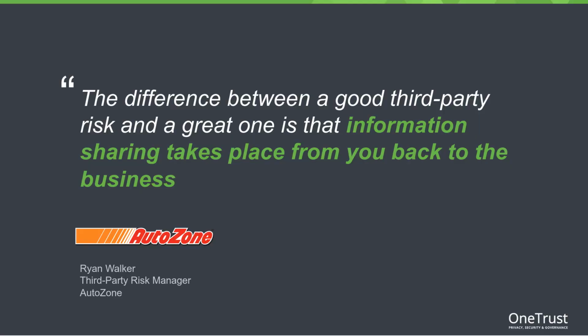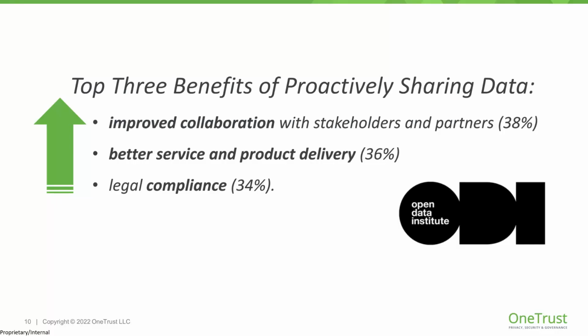Let's move on to the next piece here. So information sharing relates to two specific areas. One area is the third party's willingness and ability to share information, data, security controls, knowledge, certifications in order for the third party risk team to conduct an assessment. The difference between a good third party risk team and a great one is that information sharing takes place from you back to the business. So we can create effective communication channels through these different teams that cater to your functional needs and establish a foundation.